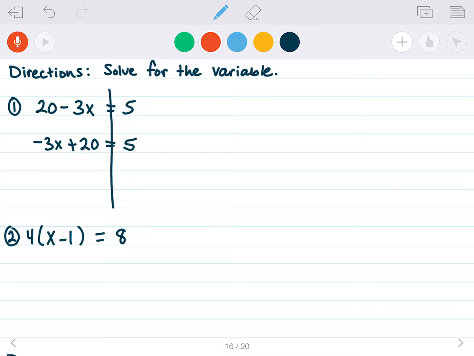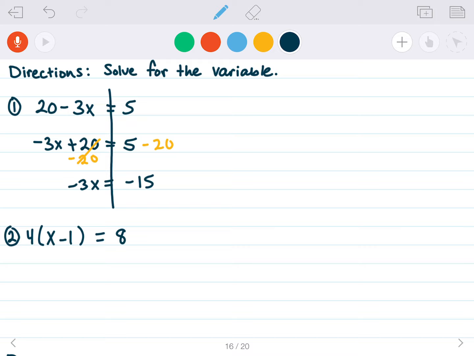So now I'm going to undo the operation that's furthest away from x, which is addition by 20. What's the opposite of adding 20? Well, that's subtracting 20. So I'm going to subtract 20 from both sides. And I get negative 15 on the left side. I still have negative 3x on the right side.